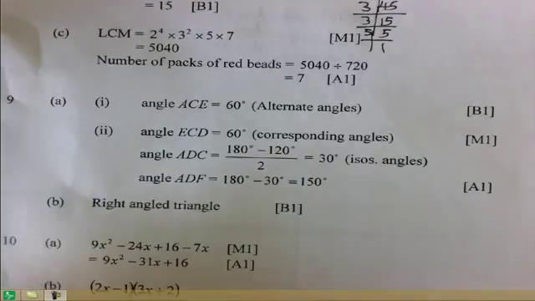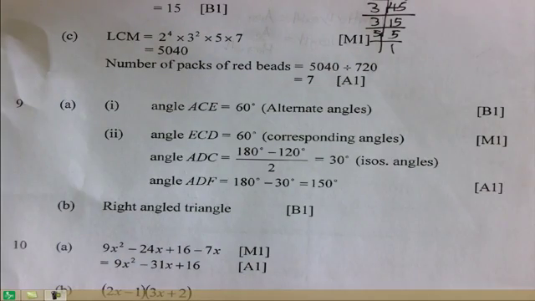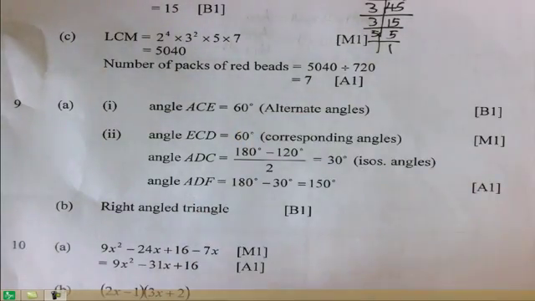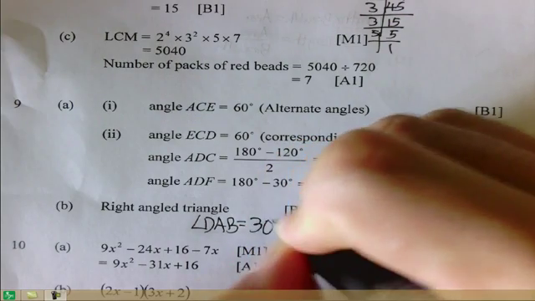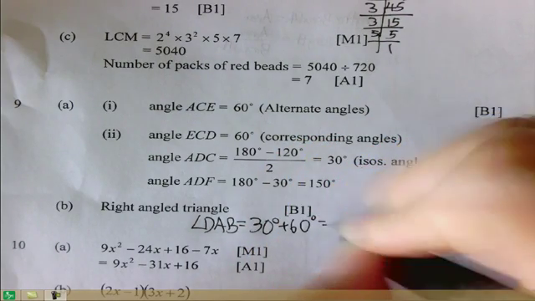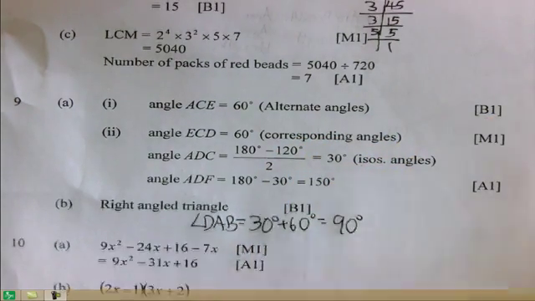Whatever I explained just now for question 9, the working is there. And finally, they ask you, what is the name of triangle ABD? It's a right angled triangle, because if you notice, angle DAB is equal to 30 degrees plus 60 degrees, which is equal to 90 degrees. Hence, it is a right angled triangle.